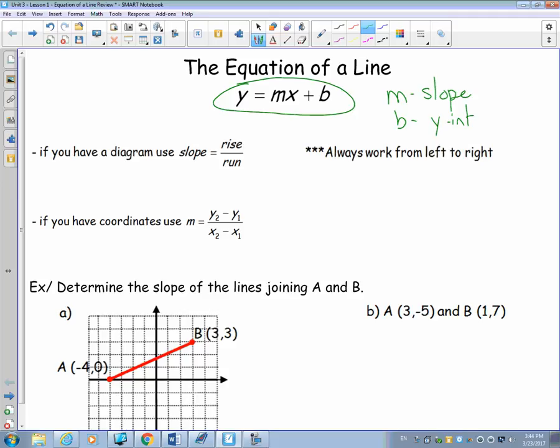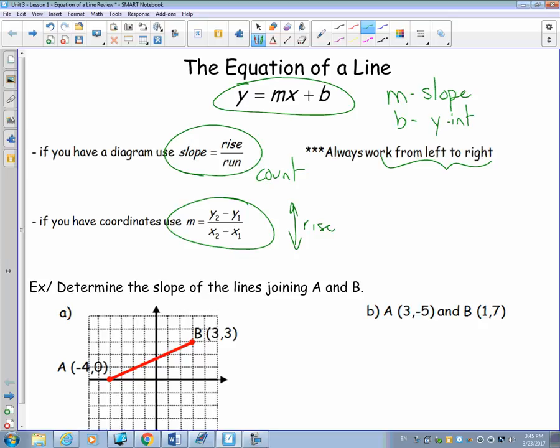Now, when we want to find our slope, there's two ways we can go about doing it. If we have a diagram, we can use our rise over run. We can just count. Just be careful that you work from left to right. So if you have to go up, it's a positive rise. If you go down, it's a negative rise. We always go left to right. If we don't have a picture, then we use our formula: y2 minus y1 over x2 minus x1. The y's are your up and down direction, which is your rise, and the x's are your left and right direction, which is your run. It's just a different way of approaching it.